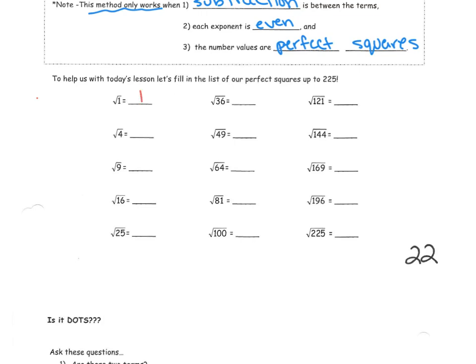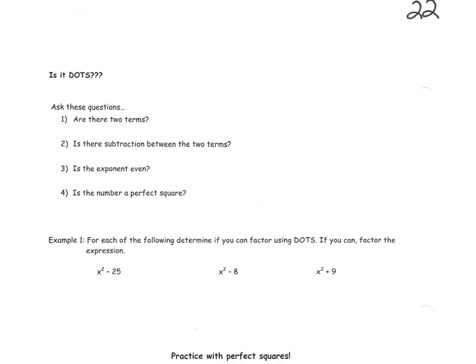Square root of 1 is 1. Square root of 4 is 2. Square root of 9 is 3. I think you see where this is going. I'm going to fill in the rest of these so you can pause the video here and do that as well. All right. So again, nothing really new here. So let's flip over to the next page. So now we should be on page 23.